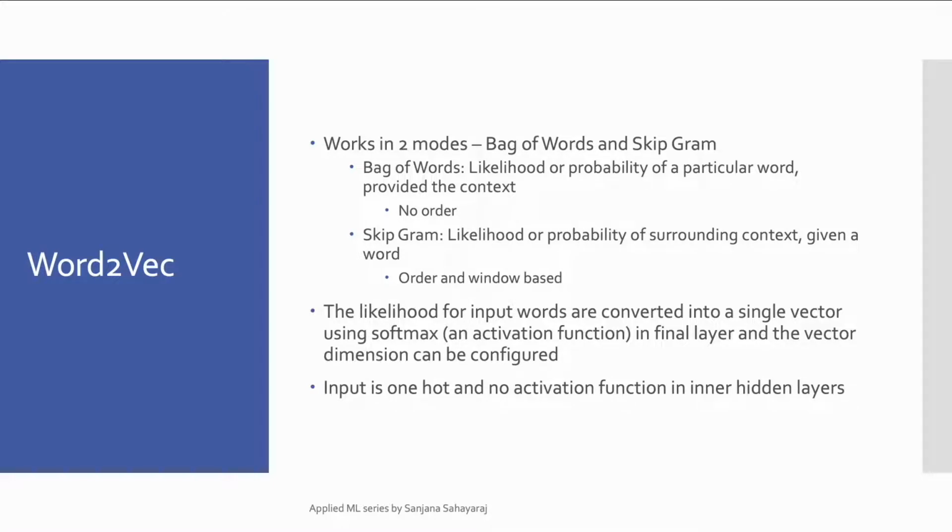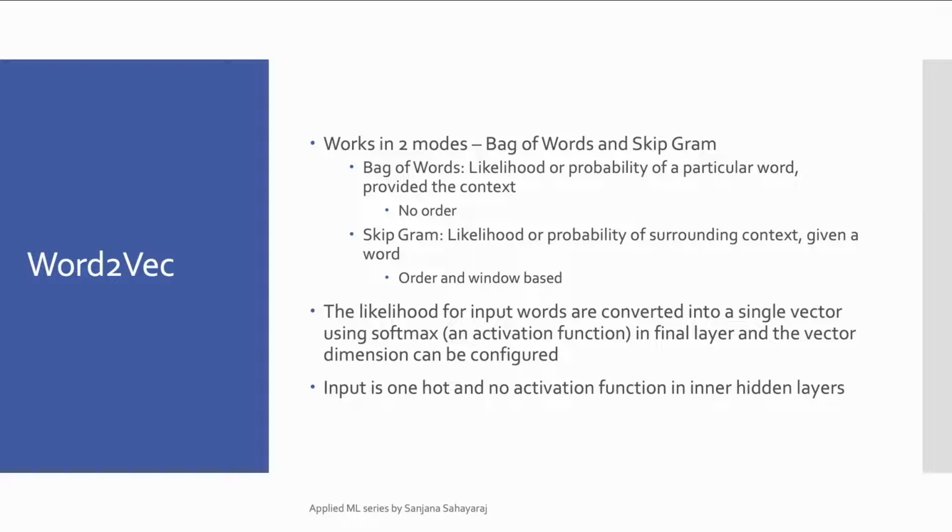Next up, we have word2vec. This is a very famous embedding model, and there is some actual active learning happening in word2vec through the use of a neural network architecture. And it learns in two different modes. One mode is the bag of words mode, where it establishes the likelihood or probability of a particular word provided its surrounding context. And this surrounding context is just taken as a bag of words without any ordering information between the words. That is, for word 2 to occur, word 1 must be present before it.